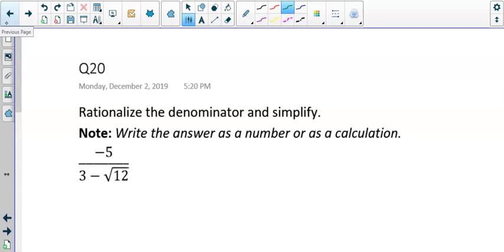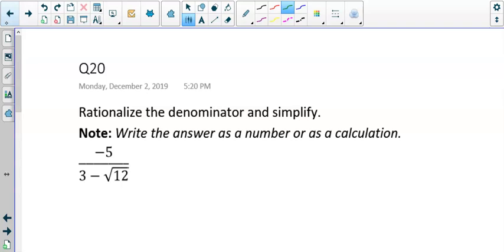Rationalize. So this is coming from 5.4. Normally, when we rationalize, all you have to do is multiply by whatever radical is in the denominator. But this is a little different because you have addition and subtraction in the denominator.